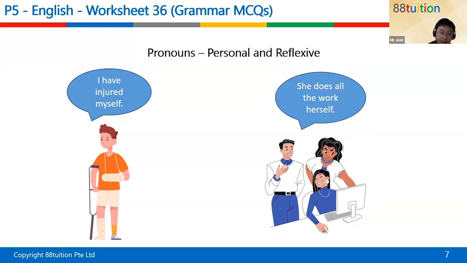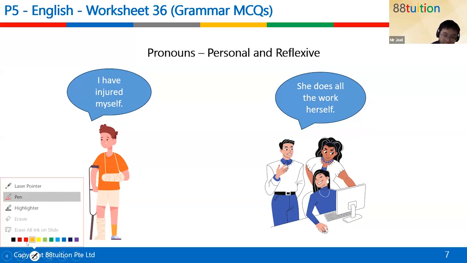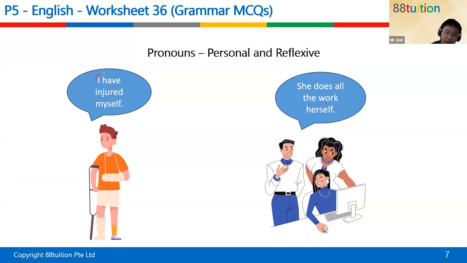So over here, I have injured myself. I is a subject because it's working on the verb over here, right? The person owning the injury is I, but myself is the object here as well. So I injured myself. So this is an objective pronoun. This is a subjective pronoun, the first one over there.